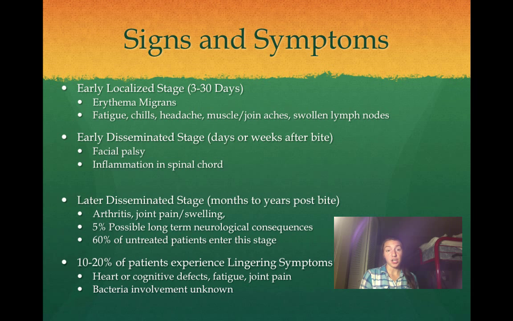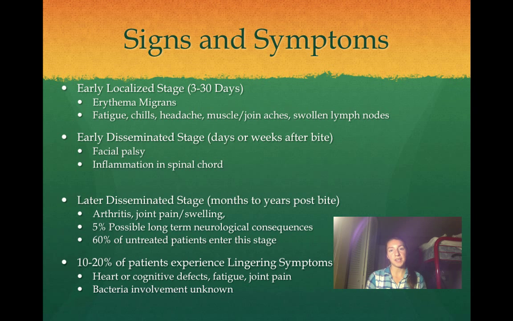The second stage, called early disseminated stage, occurs days or weeks after the bite. Hallmark symptoms of this stage include facial palsy, which is loss of muscle tone in one or both sides of the face, along with more erythema migrans rashes and inflammation of the spinal cord, which often causes neck stiffness and severe headache. Sometimes in the early disseminated stage, symptoms can go away without treatment after a few months.